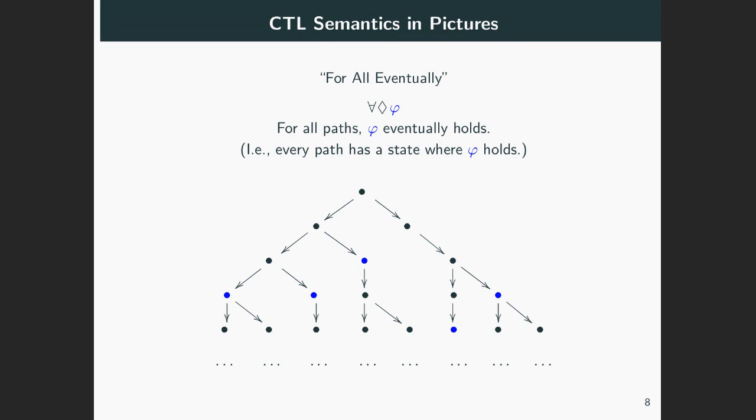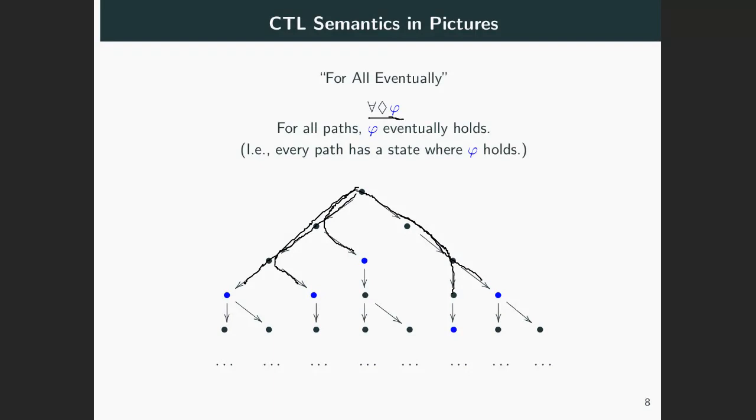We want that for all paths starting from the current state, phi will eventually hold, that is, hold at some point. As illustrated here, we want that all paths eventually lead to a state where phi holds. This, as well as this, as well as this, as well as this. Note the color matching. Phi is shown in blue in the considered formula, which is a for all eventually.